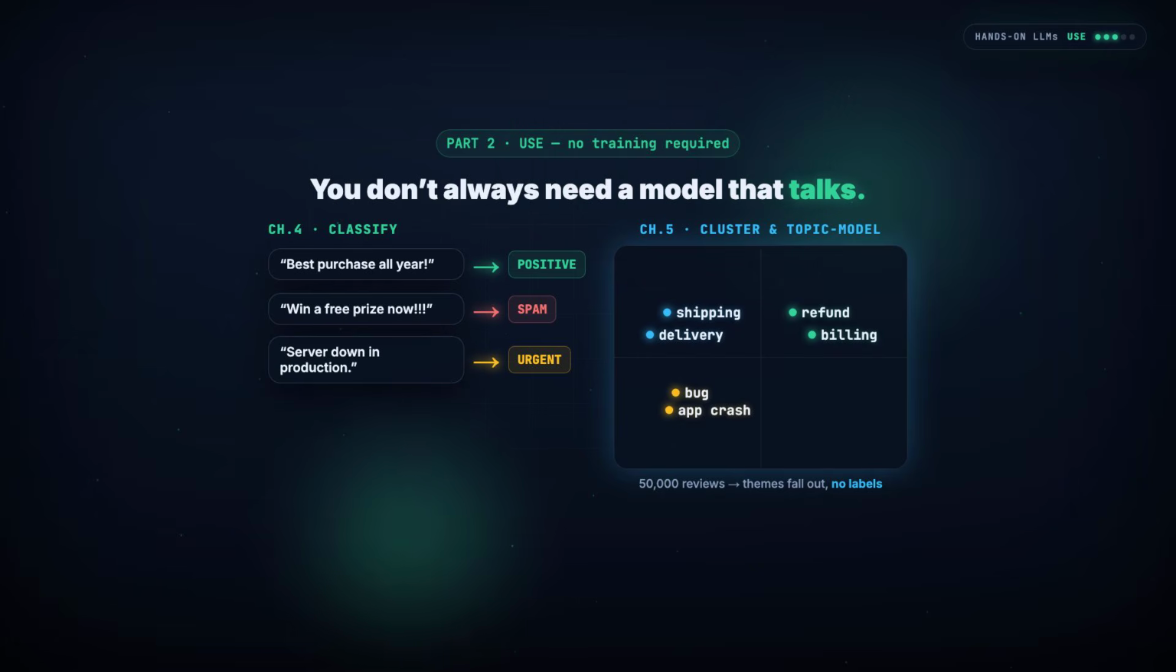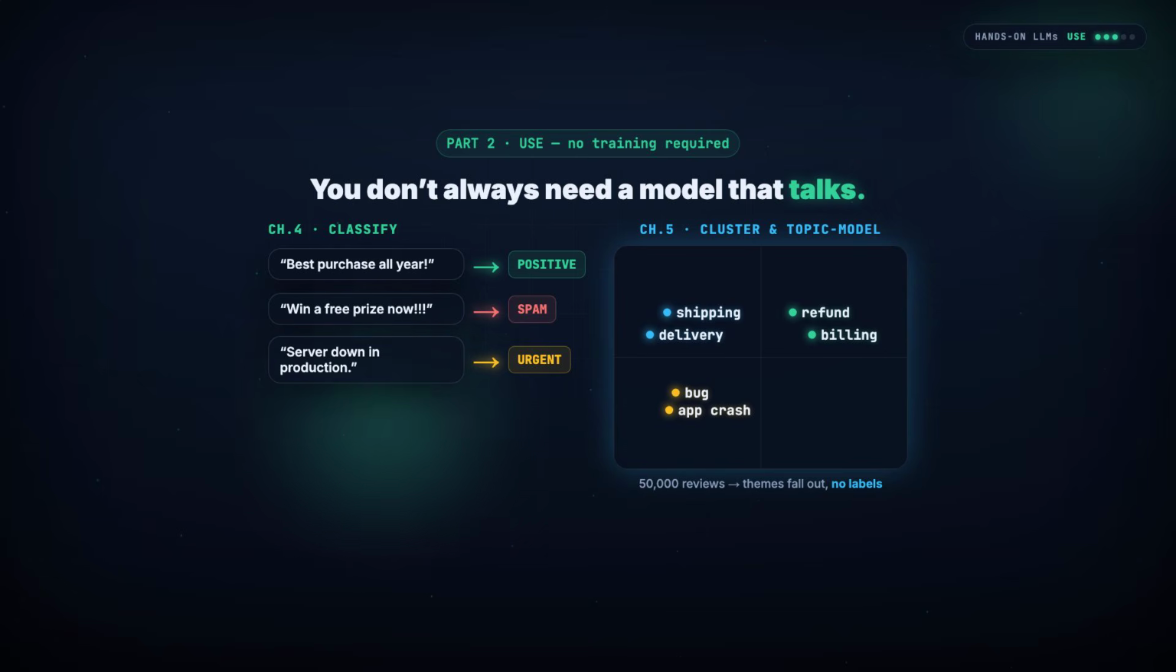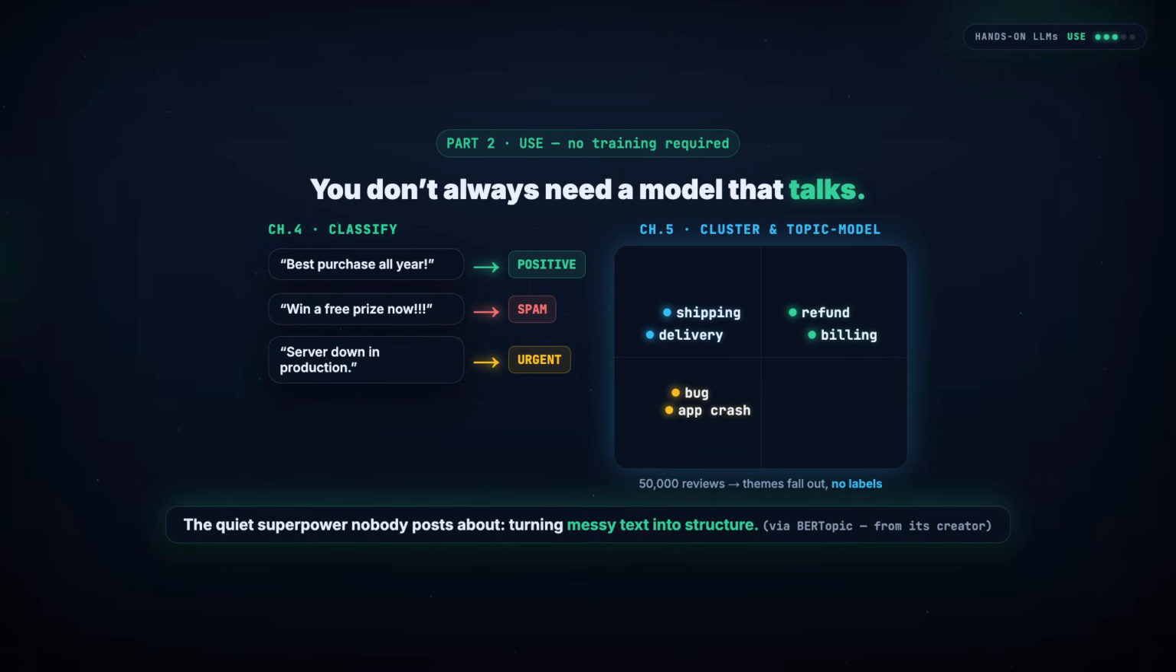Is this review positive or negative? Is this email spam? Is this ticket urgent? You can do it with a generative model by just asking, or often better and cheaper with a representation model that was built for exactly this.